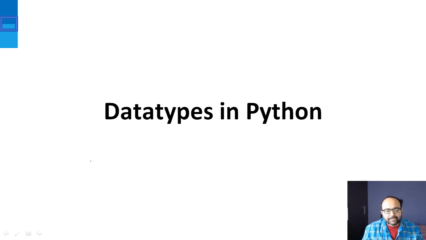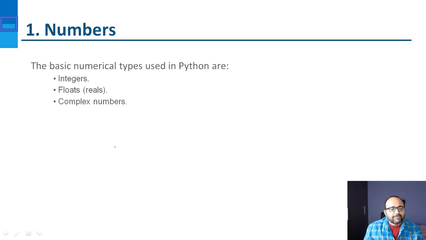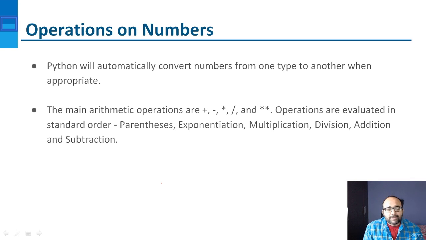Hello guys, in this video we'll discuss different data types in Python. First, coming to numerical types in Python. Under this numerical type there are integers, floating point numbers and complex numbers representation. And in Python we can convert, or it will also convert automatically, from one data type to another. And we can perform arithmetic operations in Python like addition, subtraction, multiplication, division, and power operation.